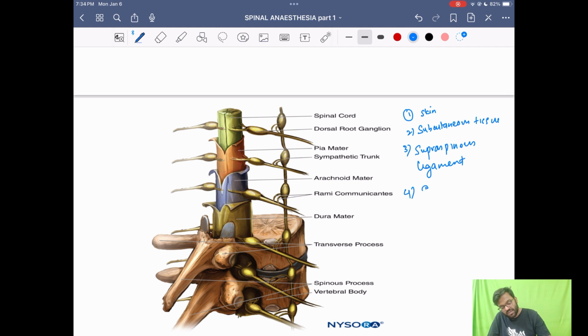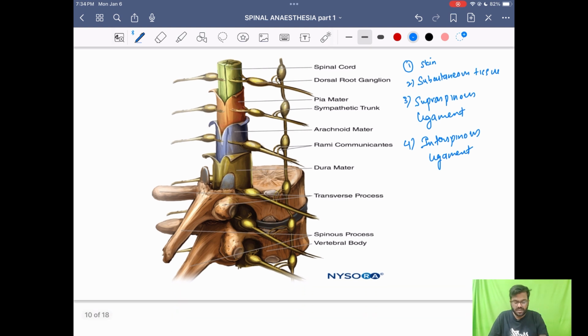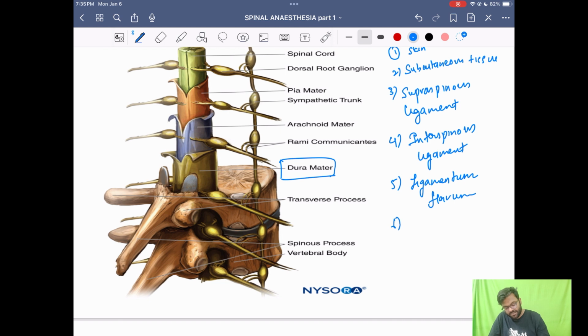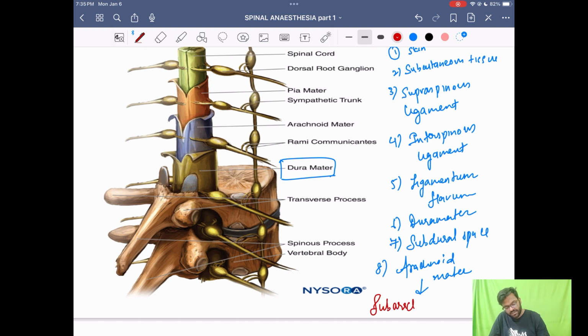Then we are going to encounter the interspinous ligament. This is also a ligament which holds two spinous processes together. Then we are going to encounter the ligamentum flavum. Remember the yellow ligament? As soon as you cross the ligamentum flavum, you are going to reach the dura mater. After dura mater, we know there is the subdural space. Then there is the arachnoid mater. And then finally we reach our destination, that is the subarachnoid space.